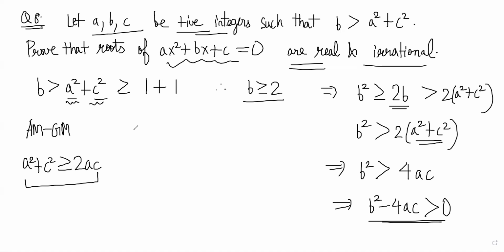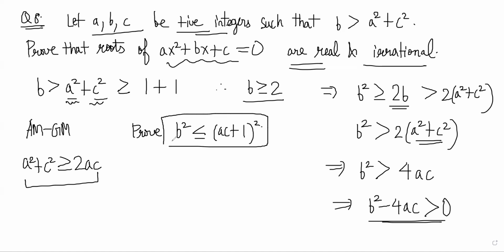And in that question, we were supposed to prove that b square is less than equal to ac plus 1 whole square for rational roots, right? So if you use the result from that question, we'll get b is less than equal to ac plus 1 for rational roots. So that means, what is b?